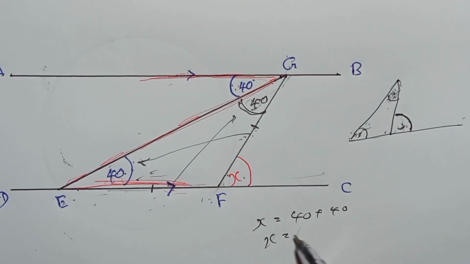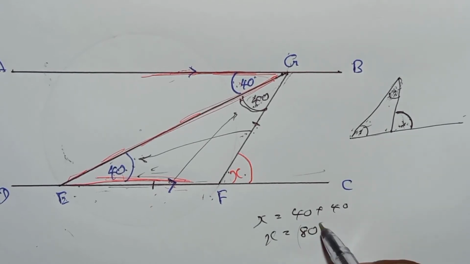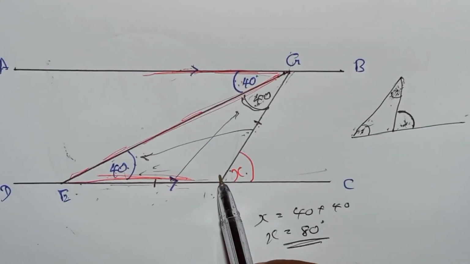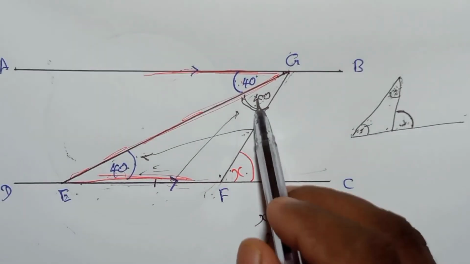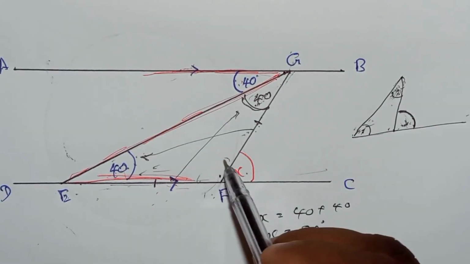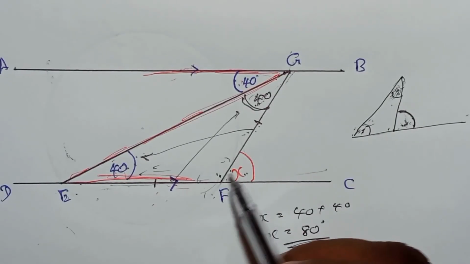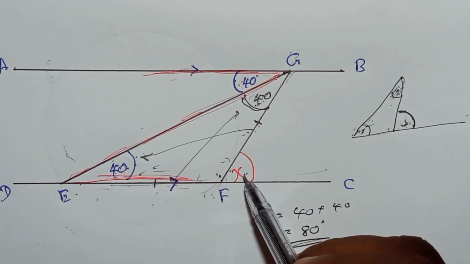There are some other methods also to get to this, right? This is the method that came to my mind quickly. Otherwise you can find this angle, because 40 plus 40 is 80, this should be 100. If this is 100, this should be 80, angle on a straight line. Like that we have some other methods also to get to x.